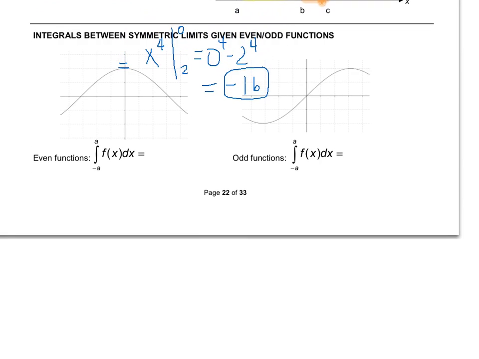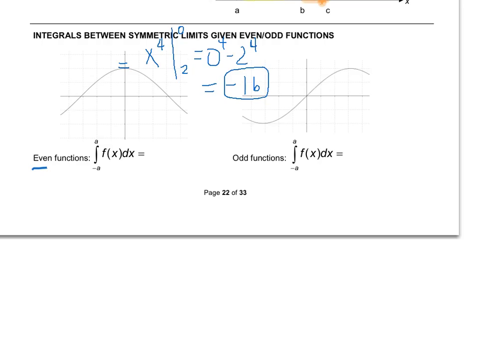All right. Integrals between symmetric limits, if you know that the function is even versus odd. The AP exam loves to test your knowledge of functions to see if you can do things a little bit more quickly. Remember, we like to take shortcuts as human beings, so I'm going to teach you another little shortcut here.